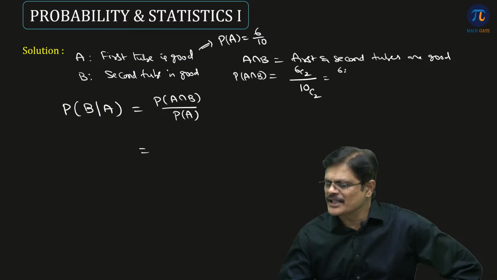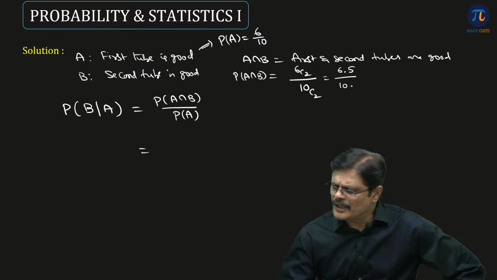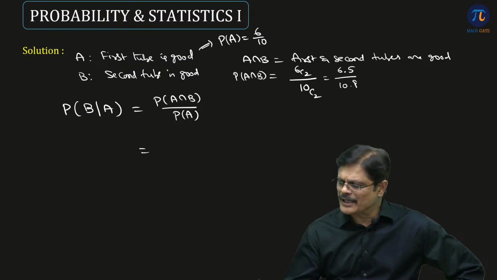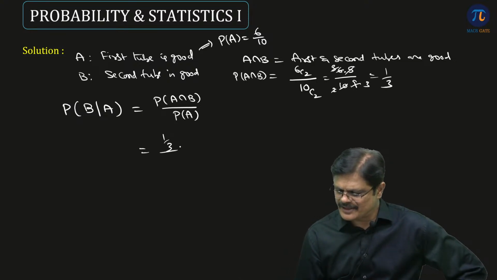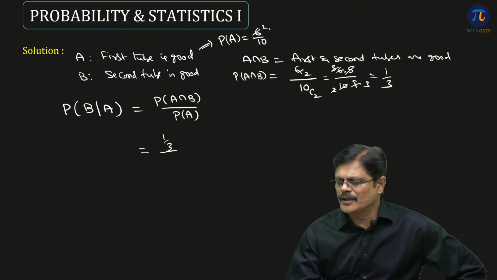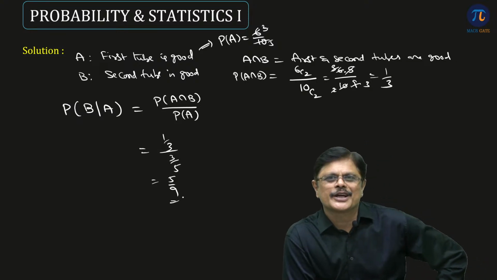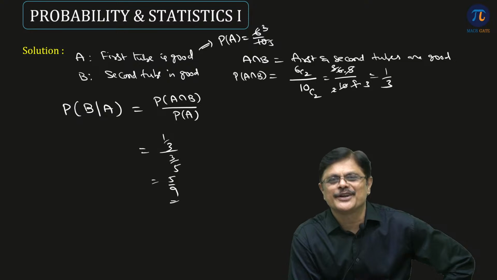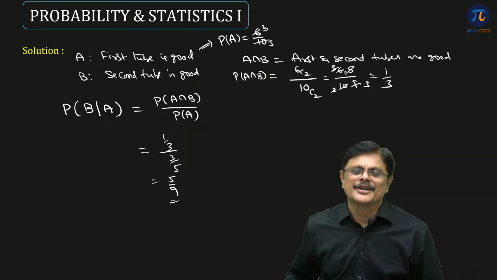6C2 is nothing but 6 into 5 by 2 factorial, and 10C2 is 10 into 9 by 2 factorial. 2 factorial, 2 factorial get cancelled. 5 2's here, 2 3's here, 3 3's here. So it is 1 by 3. So numerator is 1 by 3, denominator is 3 by 5. So what happened? This is 5 by 9. So even formula method also you can do it. Is the idea clear? So directly you can do it, or using formula method you can do it.